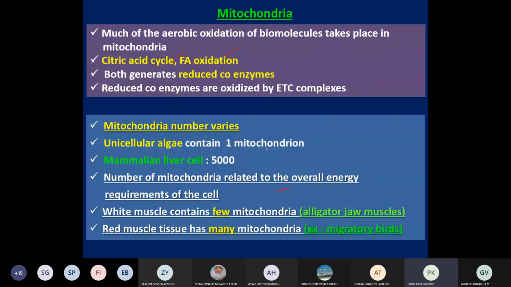The number of mitochondria present in the cell depends on the cellular energy requirement. You can see here that unicellular algae have only one mitochondrion, whereas the protozoan Chaos has about 500,000 mitochondria, and a mammalian liver cell has 5,000. White muscle has very few mitochondria; the alligator jaw muscle is an example of white muscle. In the same way, red muscle tissue has many mitochondria, for example, the red muscle of migratory birds.